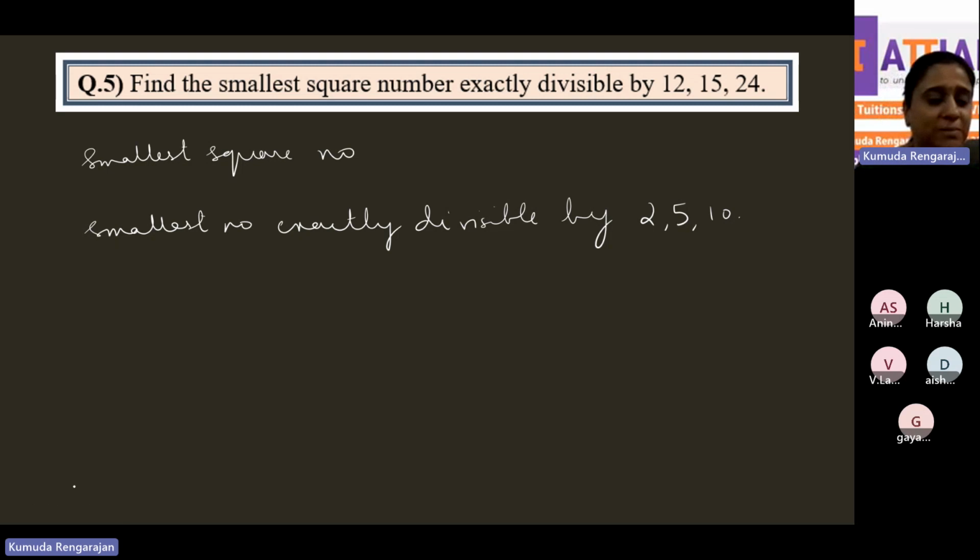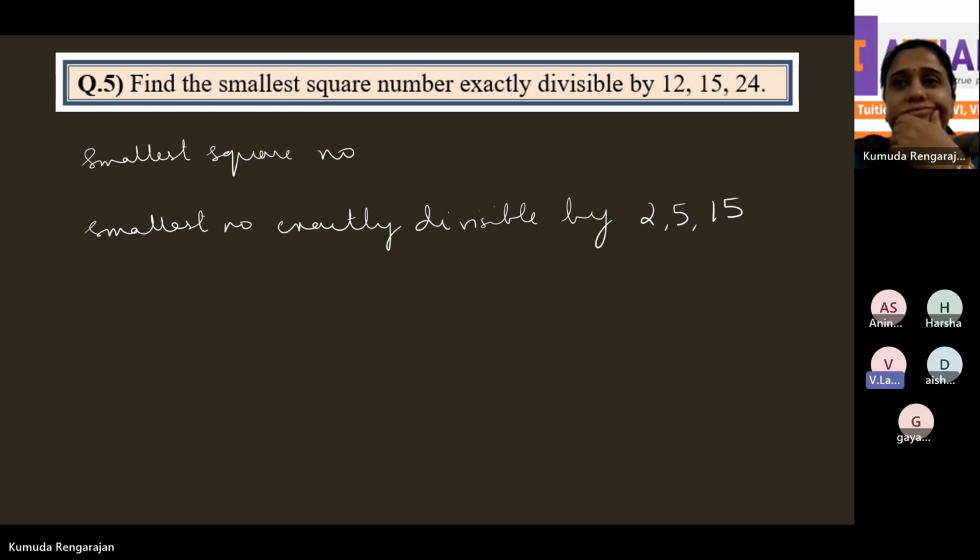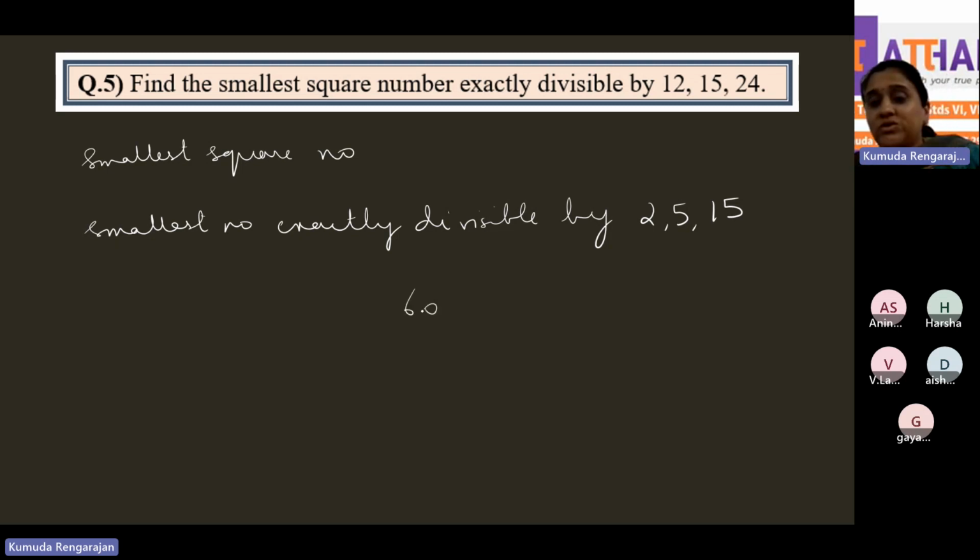Okay, let me change 10 to 15. Now tell me the smallest number that is exactly divisible by 2, 5, and 15. Ma'am, 30. The LCM of 2, 5, and 15 is 30. 30 is divisible by 15, by 5, and by 2. And that's the smallest number. There is no number smaller than 30 which is divisible by 2, 5, and 15. There are numbers more than 30, like 60 also. 60 is another number which is divisible by 15, 5, and 2.